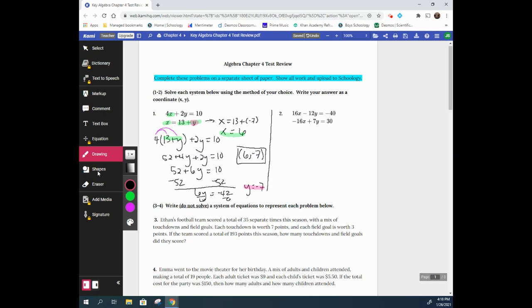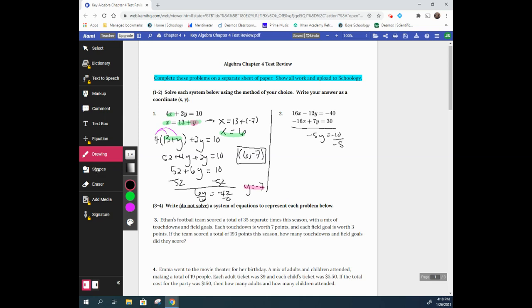For number 2, looking at that, it's already lined up the x's, the y's, and then the constants and the equal signs. And I notice I have a 0 pair in front of the x's. So I'm going to go ahead and use elimination. I'm going to add my equations. So this would be 0x or just 0. Negative 12y plus 7y is a negative 5y. And then negative 40 plus 30 is negative 10.